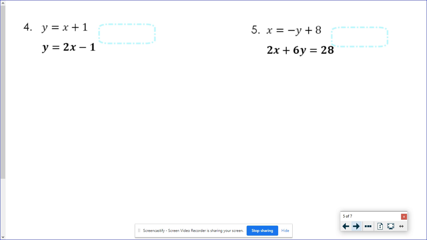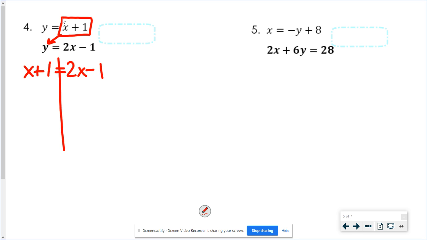In these two problems, not quite as obvious now. Number 4, both equations are y equals. Sorry for the bell. This is what the y is equal to. I'm going to put it in place of that y. Doesn't matter which one of the two y's you use, by the way. So I would have x plus 1 instead of the y equals 2x minus 1. And now I can solve this.